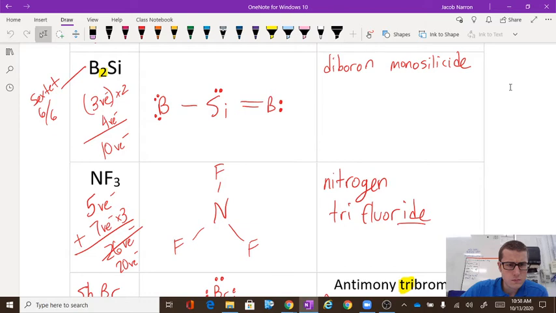Let me center that a little bit better. I can do better than that. There we go. All right, so here we go. 2, 4, 6, 8, 10, 12, 14, 16, 18. Well, Mr. Nairn, now all the fluorines are good, and we still got 2 left over.